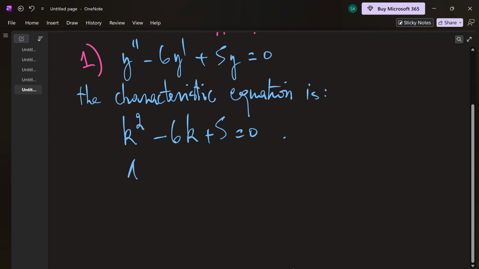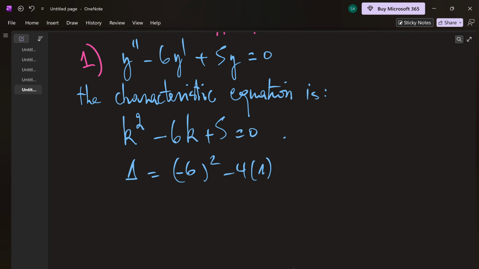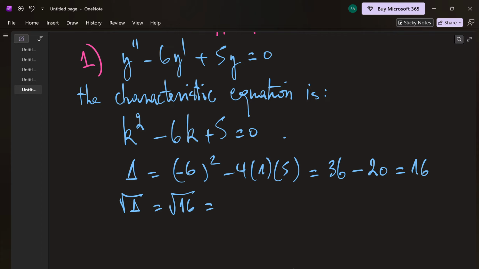Now what are the solutions to this equation? We compute delta. Delta is equal to minus 6 squared minus 4 times 1 times 5, which is 36 minus 4 times 5, which is 20, which leaves us with 16. So the square root of delta is the square root of 16, which is 4. So here delta is greater than 0.